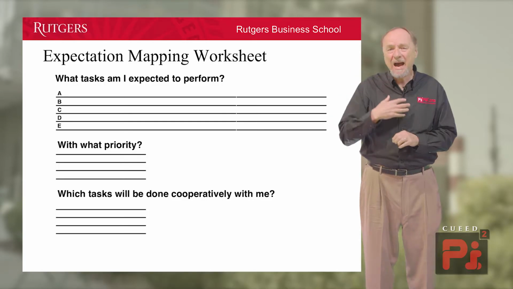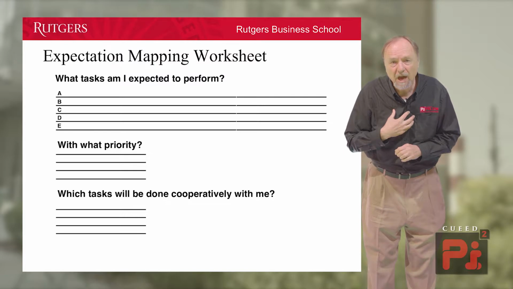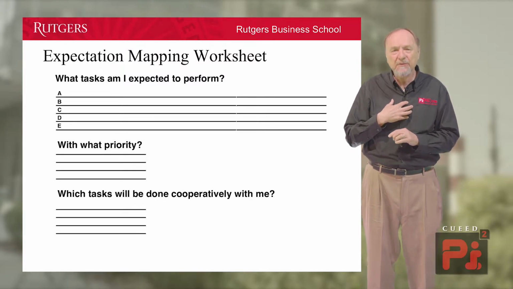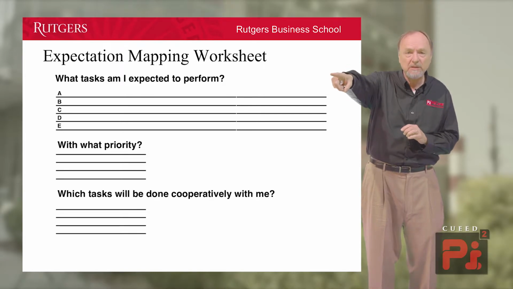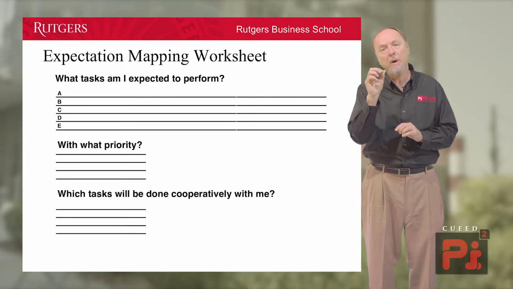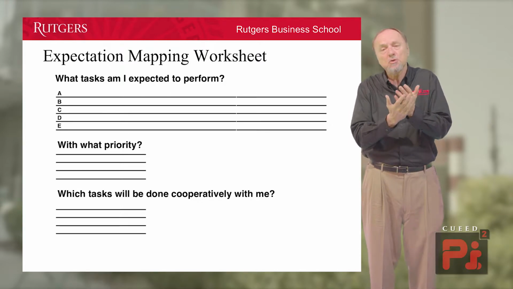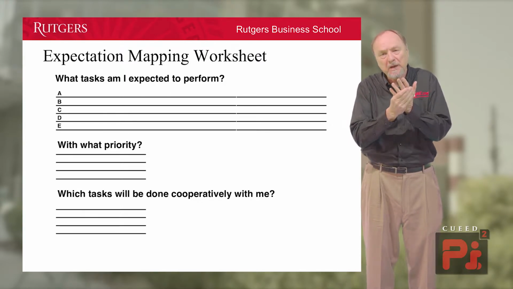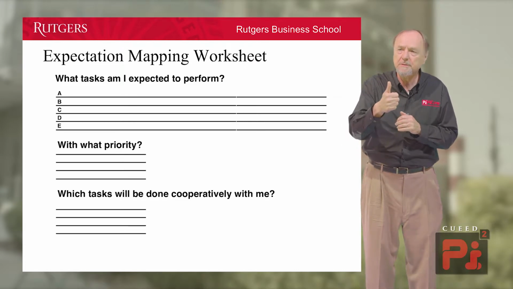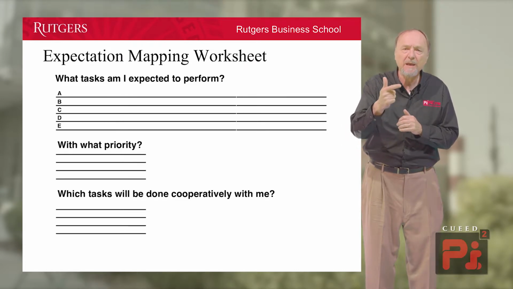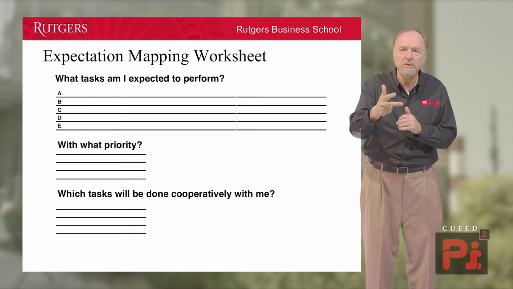Here's the expectation mapping worksheet. I'm going to fill this out. I'm going to describe my view of me. I'm going to tell you what tasks I'm expected to perform, with what priority. I'm going to tell you which tasks I expect you to do collaboratively with me. In the white space there, I'm going to also give you some more information. I'm going to tell you my roles, my responsibilities, and my accountability inside my own organization.